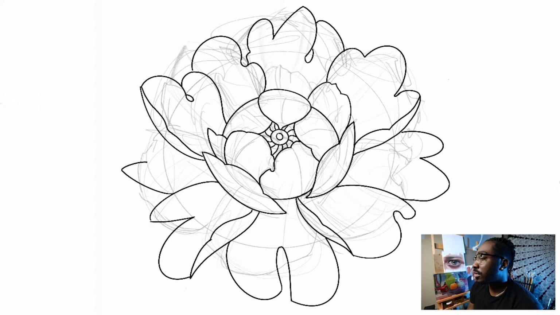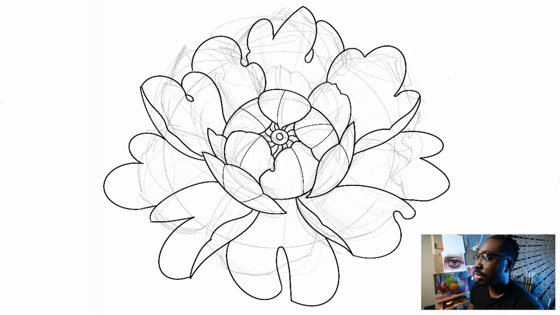Right now I'm just trying to figure out which direction I want to take each petal. Sometimes it'll take me a few attempts. I'll experiment with different layouts of how I want them to lay.